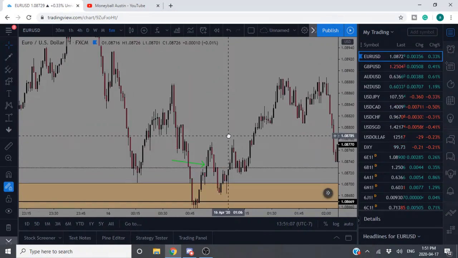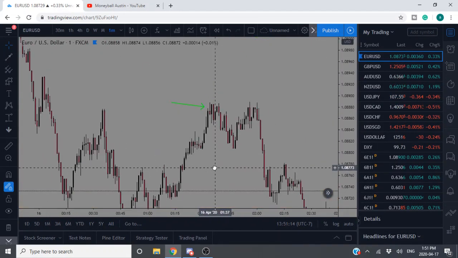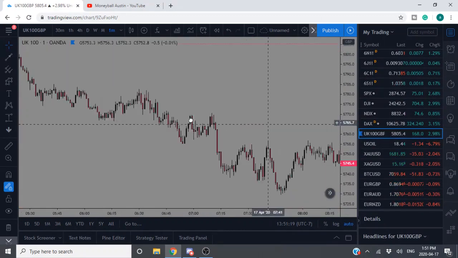It's a shame because I wanted to get out before that supply zone. It's a shame because this thing would have just kept on going. I look like an idiot now, right? So let's keep going. UK 100.